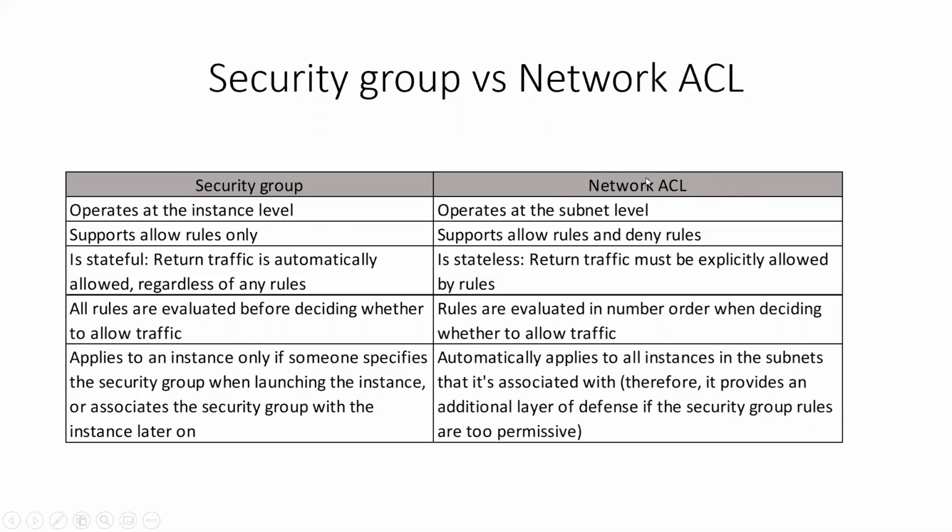But NACL, network ACL, is at the subnet level. So when you put the rule out, all the EC2 instances within that subnet will have the same effect. Security group supports only allow rules, and NACL allows both allow and deny rules.